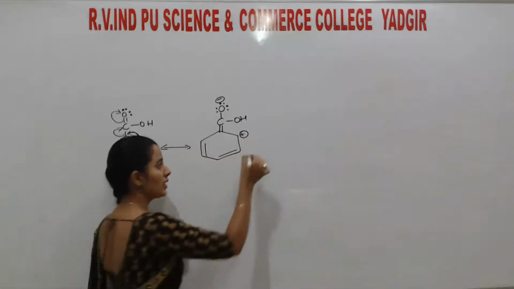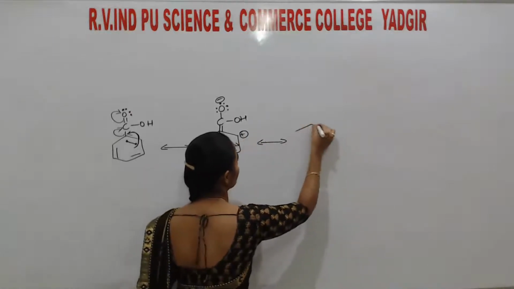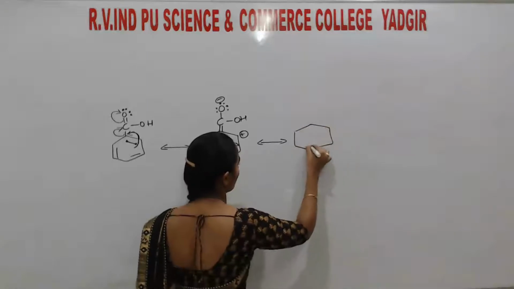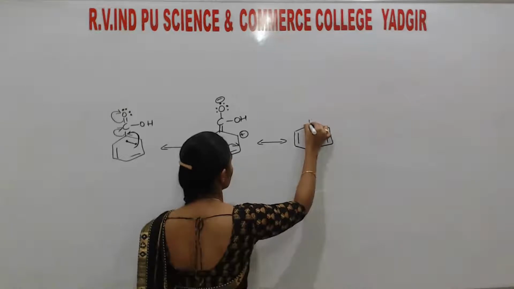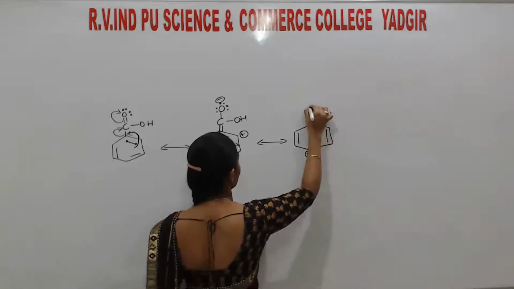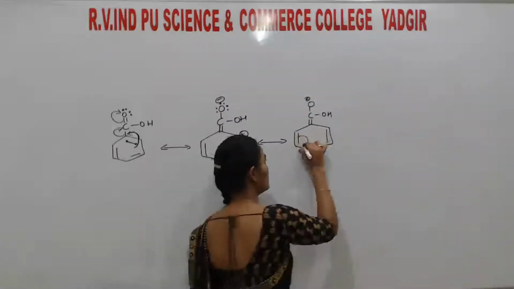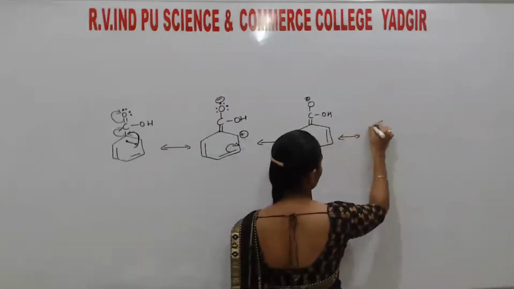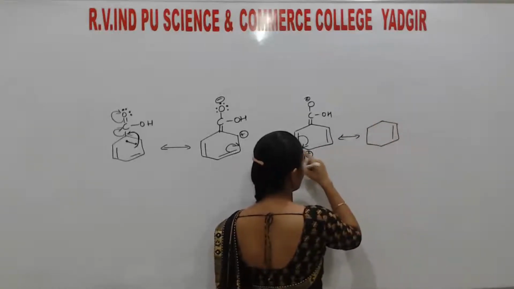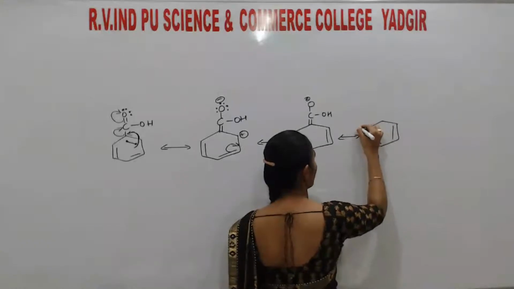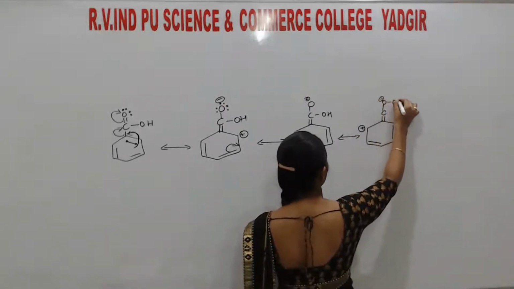Similarly, in the resonance, if we write, this shifts here, then here the bond will form, here the bond will form, here the positive charge. So double bond C OH, oxygen with the minus charge. Similarly, if these shift here, then in the benzene ring, here a bond will form, here a bond will form, here the positive charge, double bond C, oxygen atom, OH.